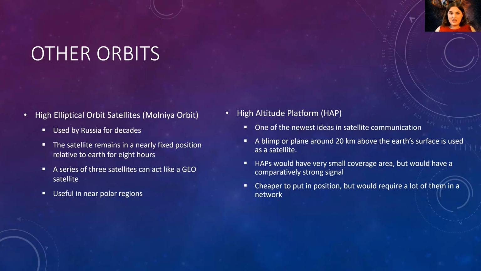Other types of orbits that are used are highly elliptical orbits. They were mostly used by Russians to get close towards the polar areas. And then you had high altitude platforms, basically the lowest of the lows. These are your blimps or high altitude weather balloons that do coverage. They're cheaper to put into position, but we require a lot of them to put in a network. And also you have the problem where you can't keep them up there for a long period of time.